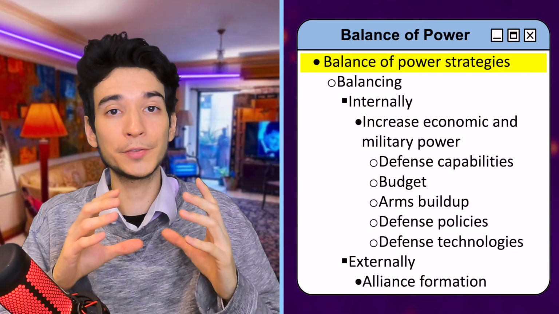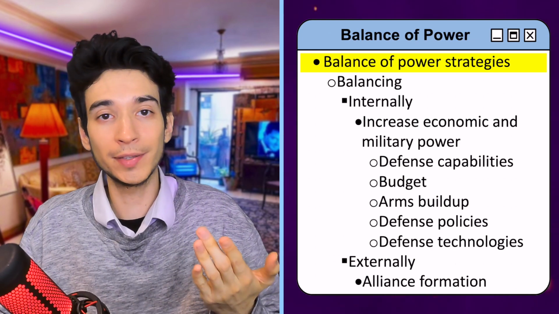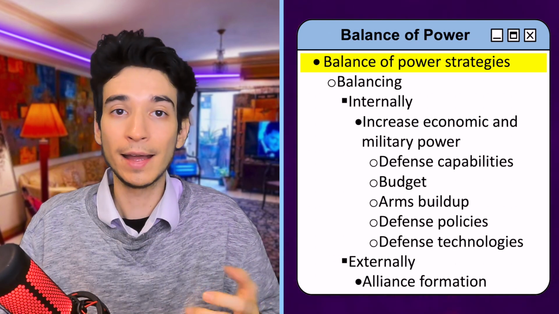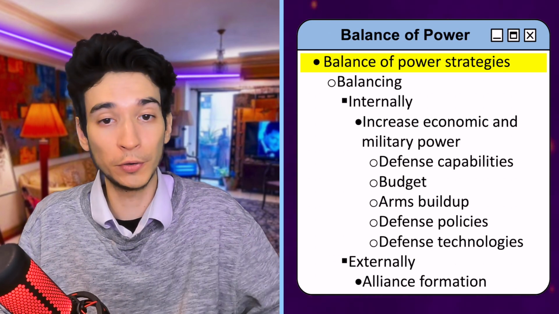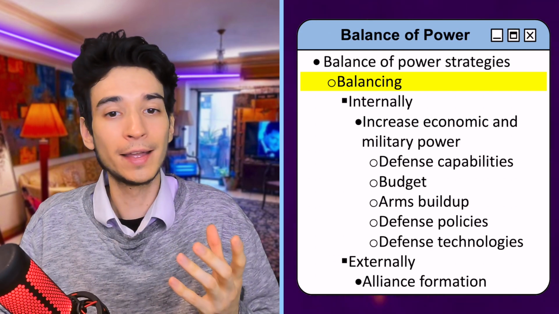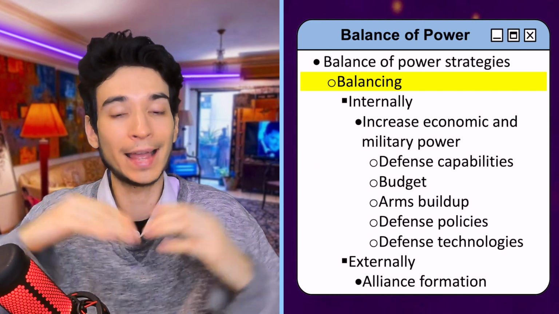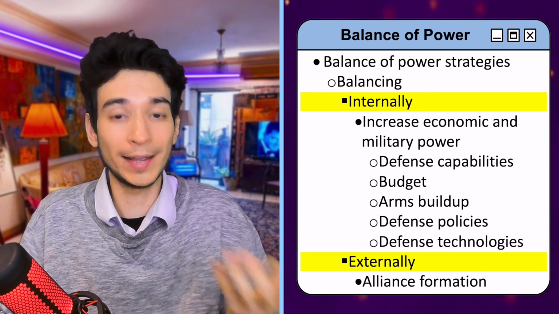So the term balance of power refers to that concept itself, but there are also several strategies that are related to it. And the two main strategies are balancing and bandwagoning. So balancing refers to a country's behavior that tries to prevent a rising power from becoming a hegemon. So balancing can be done internally or externally.